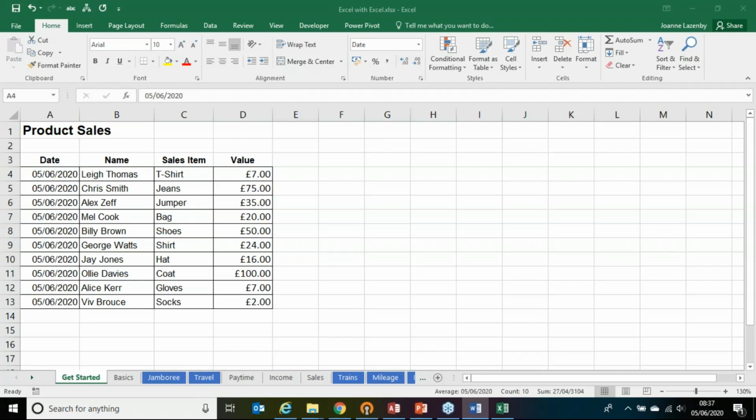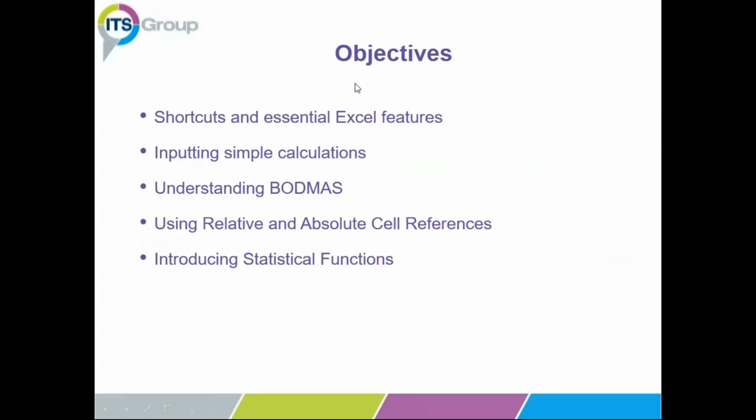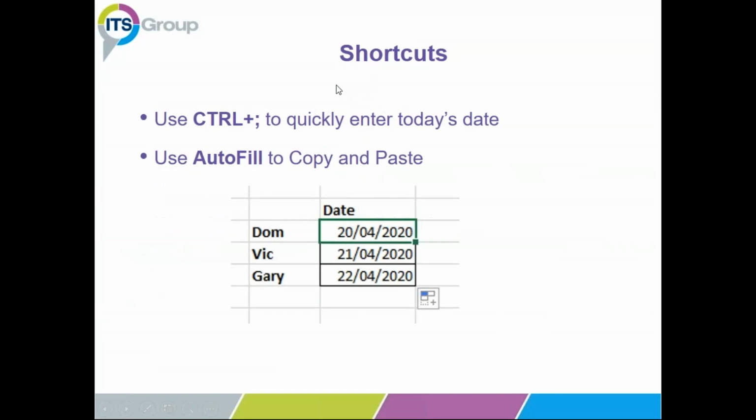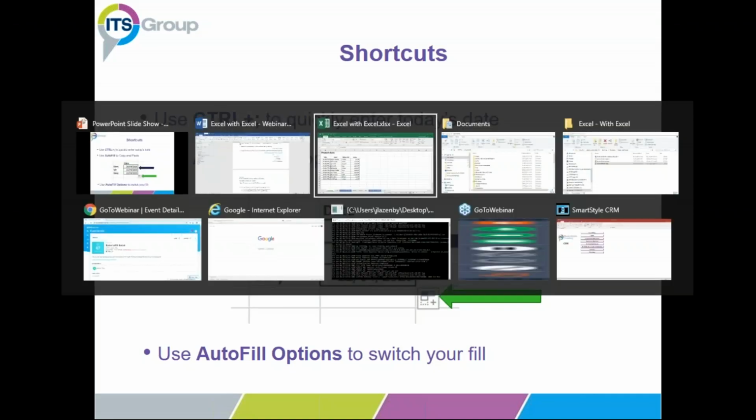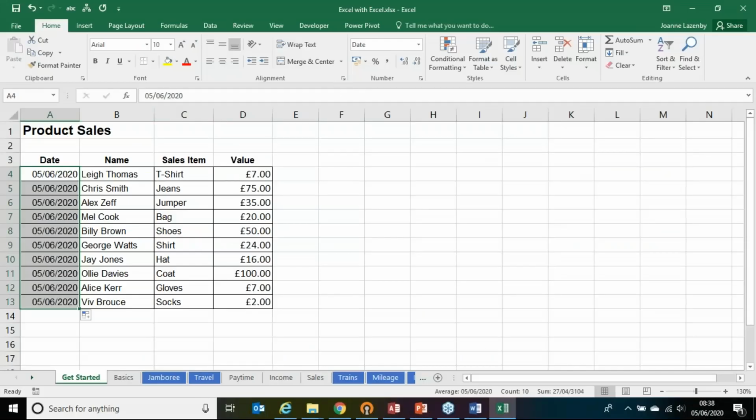So let's just have a look at what we've just done there. The keyboard shortcut, just to remind you, for today's date is Control and semicolon. With autofill, you grab the handle and then maybe use the autofill options if the range that was filled in wasn't exactly what you were looking for. Well, let's go back to my spreadsheet then.